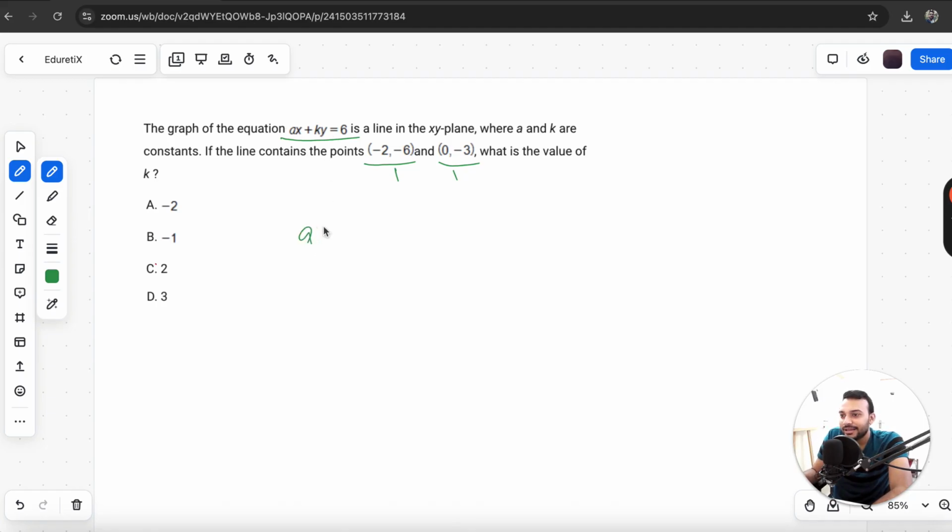Let's write this explicitly in the form of y is equal to 6. So ax, y is equal to 6 minus ax over k, or 6 over k minus ax over k.